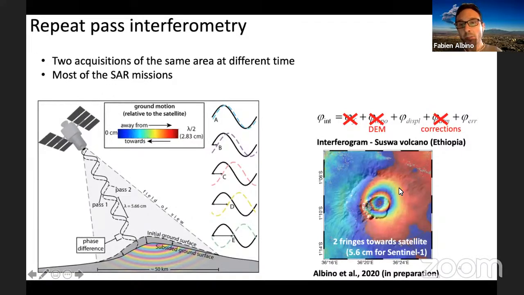Here you see an example in Africa, at Suswa, that gives you different fringes related to the ground deformation. Here you can count two fringes toward the satellite, and it gives you a displacement in the line of sight. So this is the basics of InSAR.